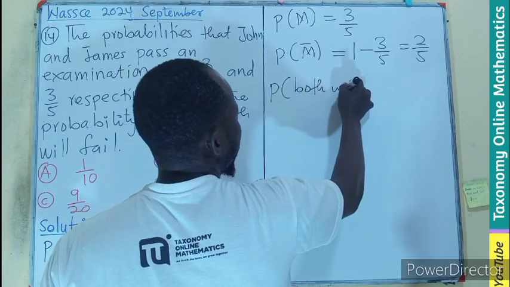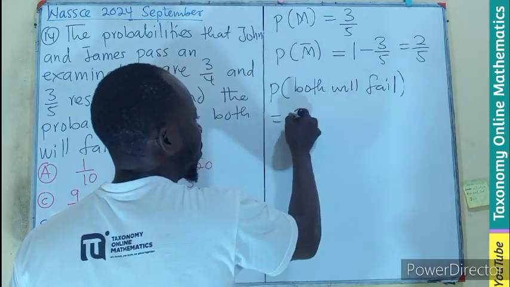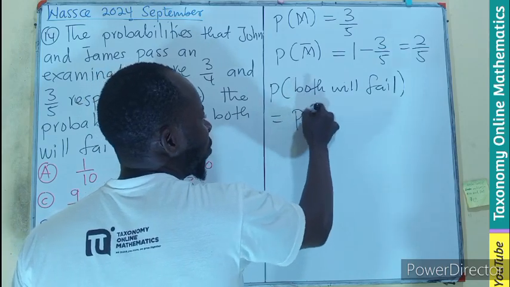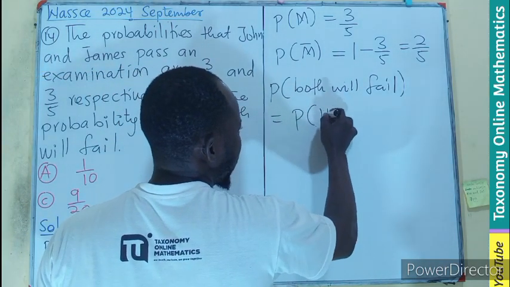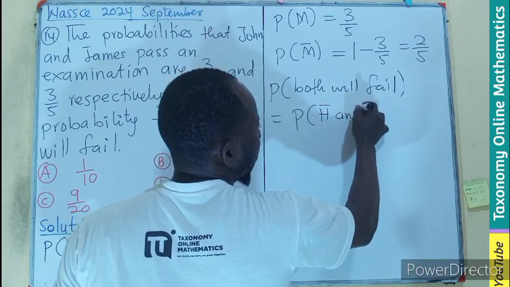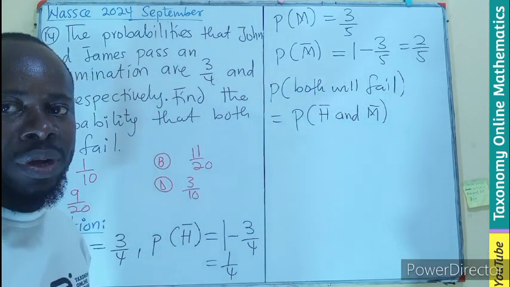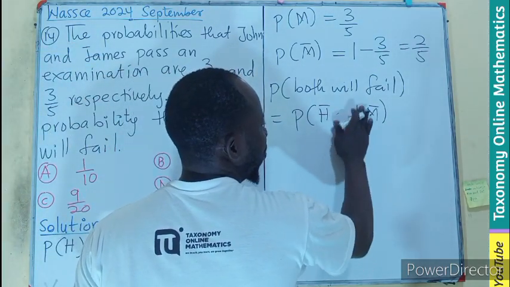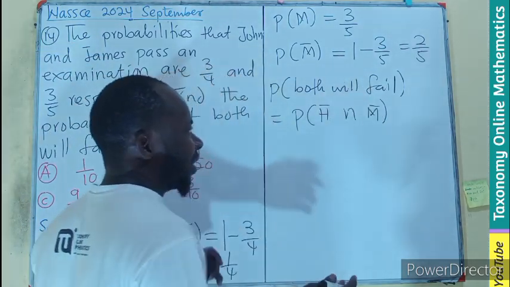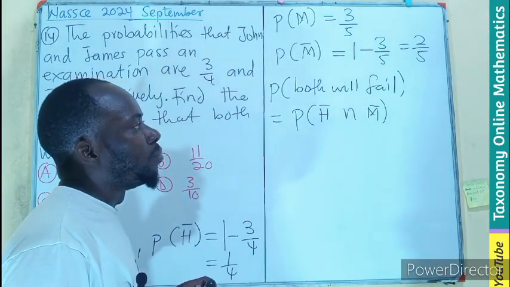So we are going to find the probability of what? Both will fail. Meaning the probability of H prime and M prime. That's the probability of the two. And means intersection. We can use the word and there. We can also use intersection. Any of the two bring out the same meaning.